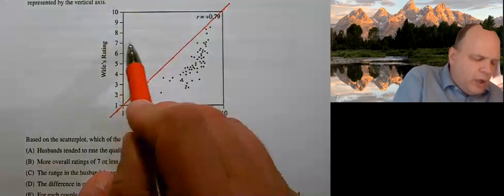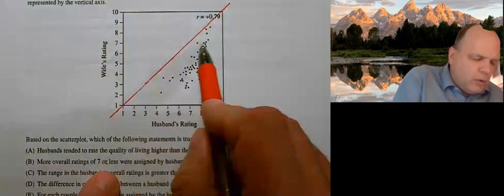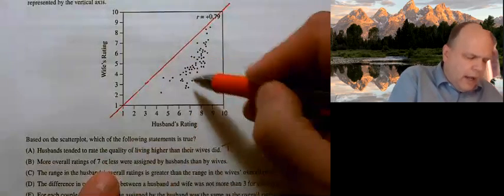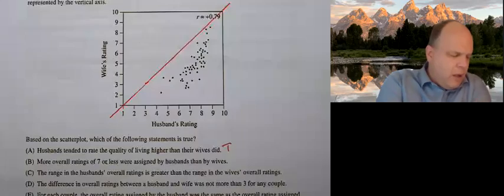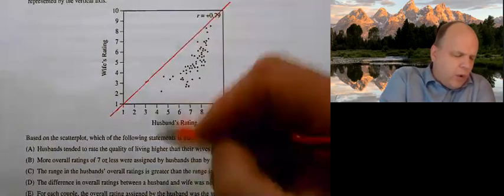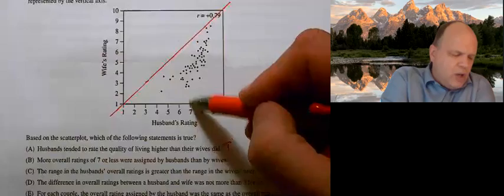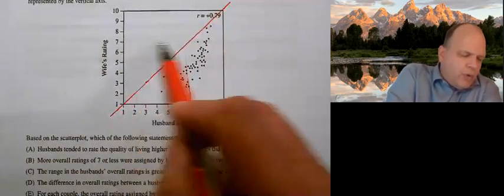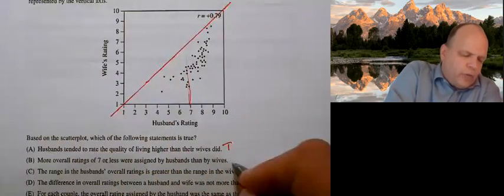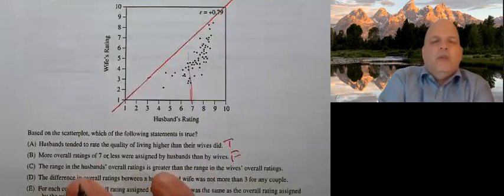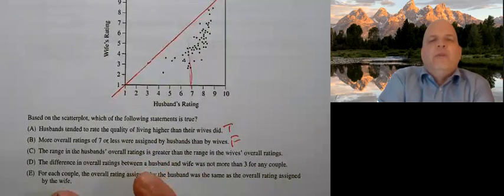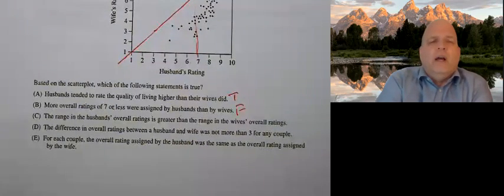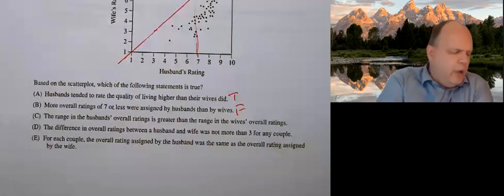So I should be able to go here and go here. It says more overall ratings of 7 or less. And it's like, no. These are the 7 or less for men. Almost all the women were 7 or less. So this is false. The wives generally rated at 7 or less, whereas most of the men rated it more than a 7.